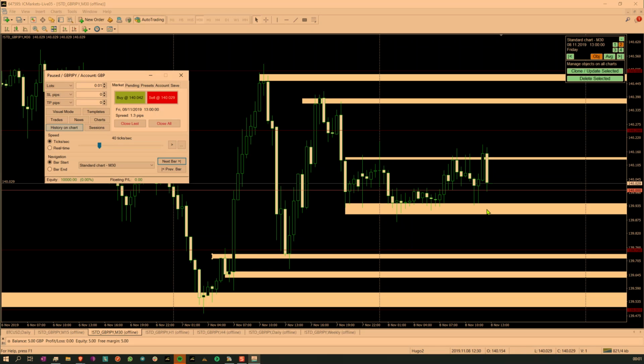So if we go down in here, we have quite a bit of a range to execute the trade. Well, 15 pips is not too much. Let's see, it all depends on the ranges. So let's play the candle.